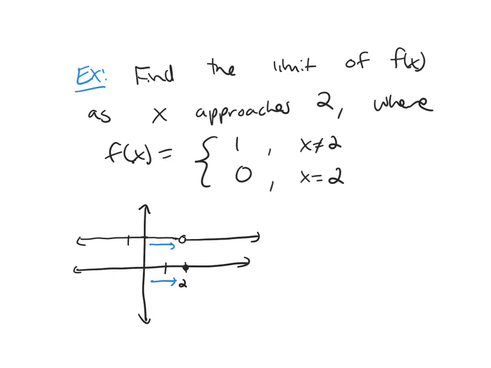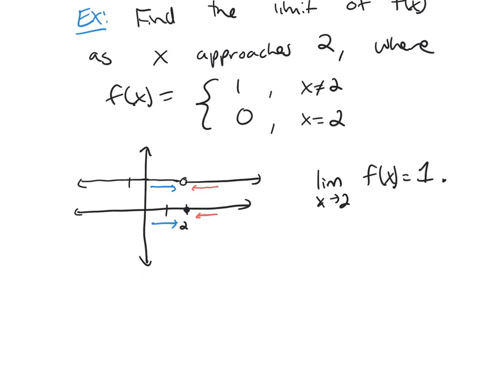And if I look at the right now, as I approach 2 from the right, what are my y values? Well, they're always 1. And so it looks like no matter what, my function is getting closer to 1. So the limit would be 1.